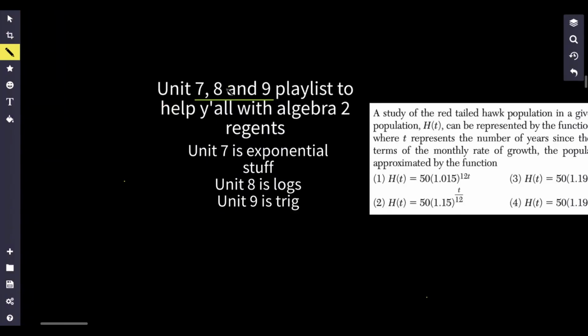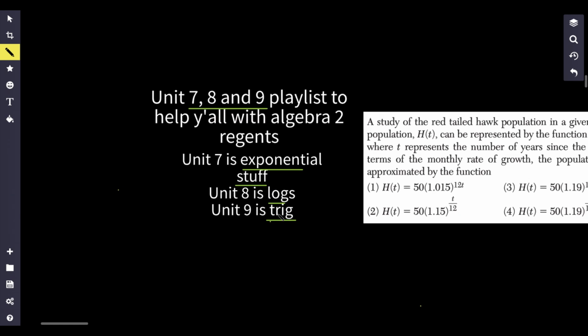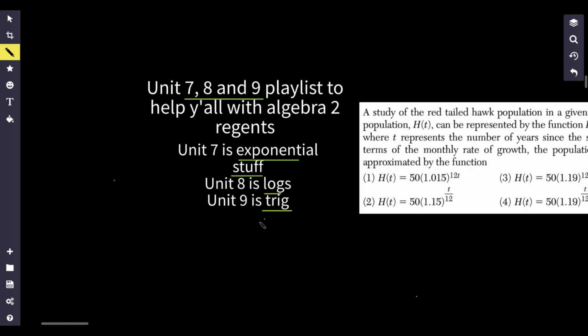Alright, so Units 7, 8, and 9 are pretty long units, I'm not gonna lie. Unit 7 is exponential stuff, you gotta know about the compound interest things. Unit 8 is logarithms, Unit 9 is trig. Both very, very big units. So I just created a Unit 7, 8, 9 set of my videos, basically to help y'all with the Algebra 2 Regents, because there's just so much information to pack in.